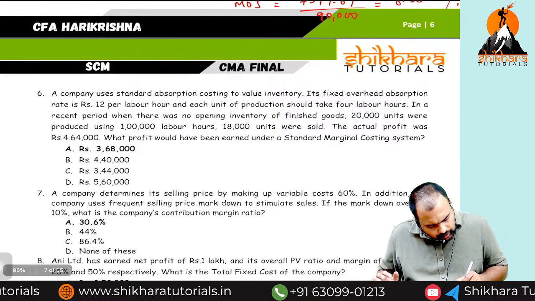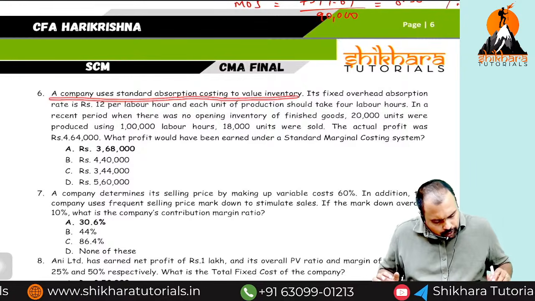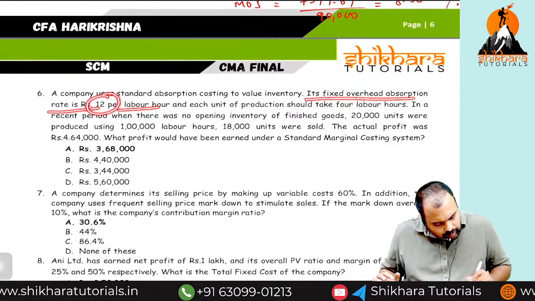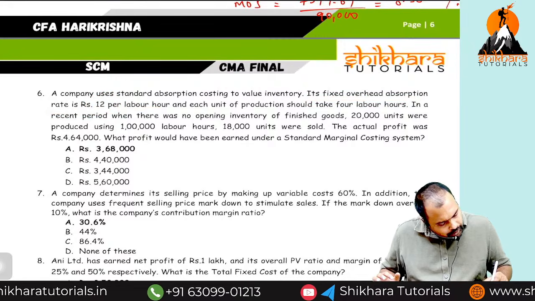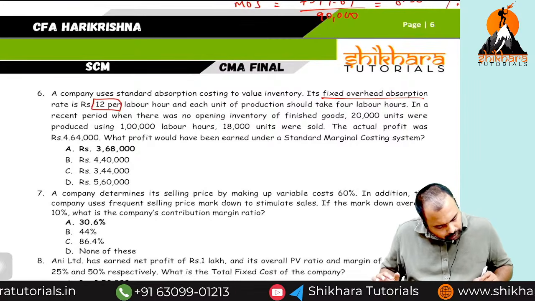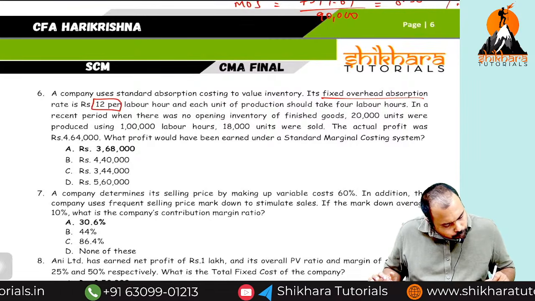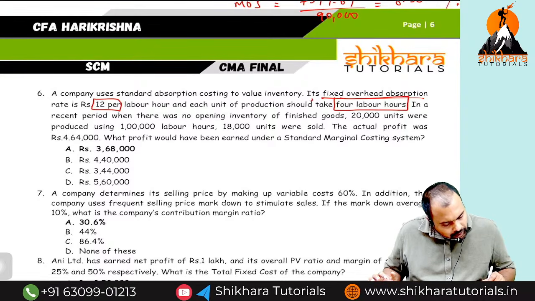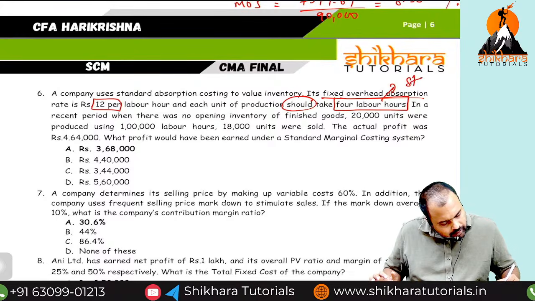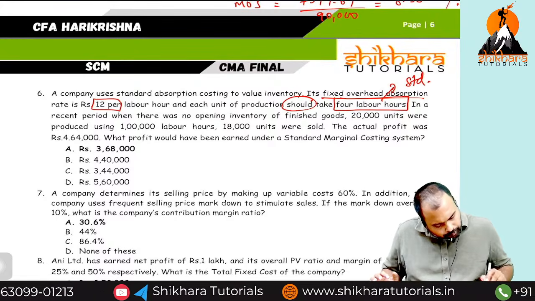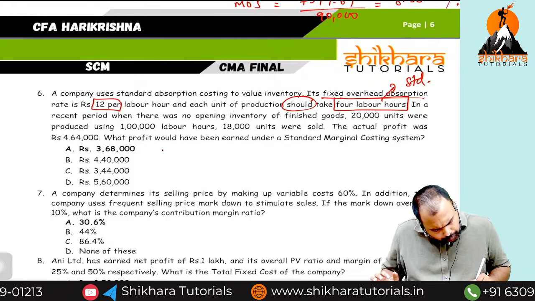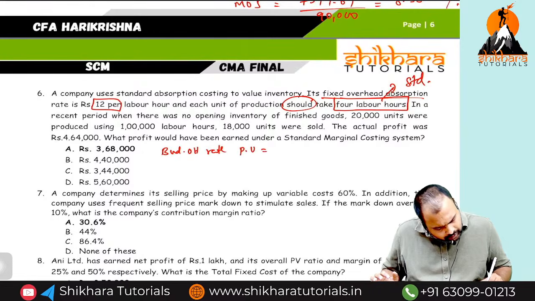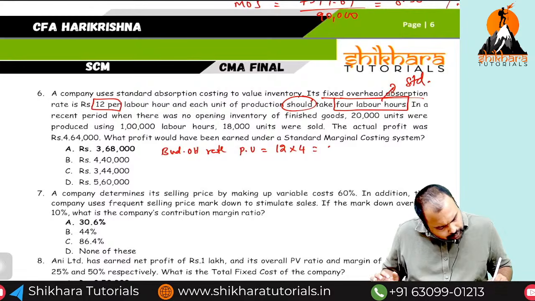Next, a company uses standard absorption costing to value inventory. Its fixed overhead absorption rate is 12 per hour, and each unit of production takes 4 labor hours. Each unit of production should take, that's nothing but standard, sir. Then what has to be the budgeted overhead rate per unit? Per unit it is nothing but 12 into 4, which is 48.